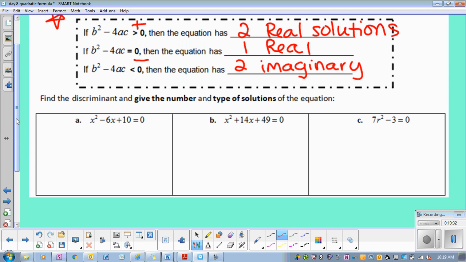So just make sure you pay attention to the directions, because sometimes they'll say solve. Sometimes they'll say just find the discriminant and tell how many and what type of solutions. Here it says find the discriminant and give the number and type of solutions. That's all we're doing with these, okay? Remember, your discriminant is b squared minus 4ac.